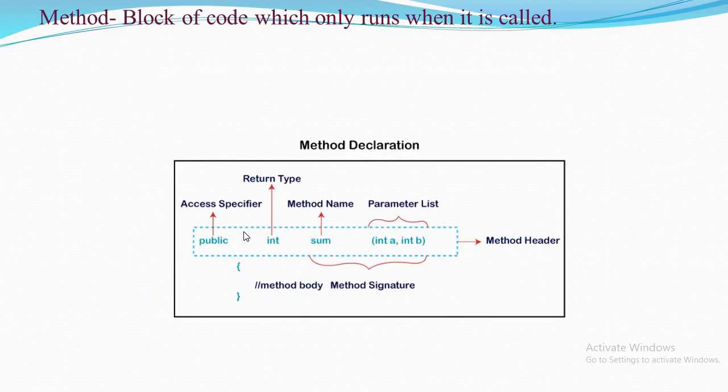Syntax for the methods. The first one is public, which is the access specifier, and can be accessed from anywhere. Then int is the return type. Then sum is nothing but the method name. Then the parameter list, where we are passing the parameters.